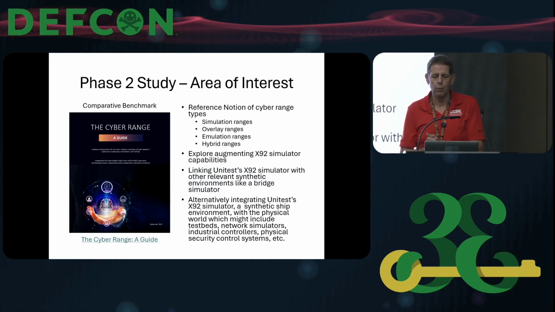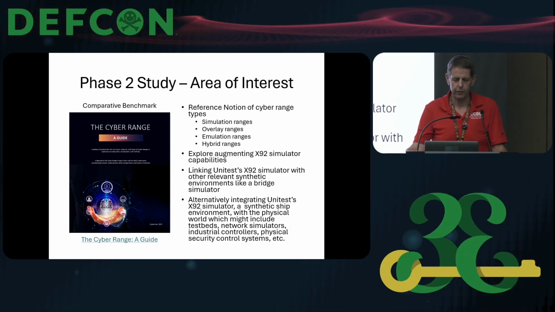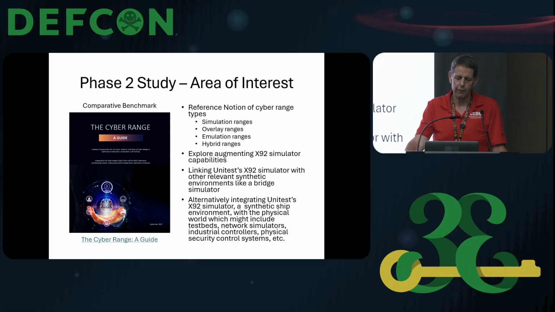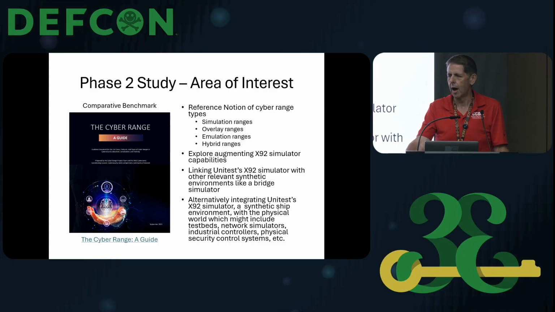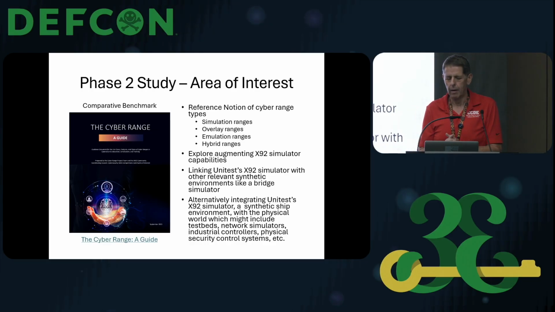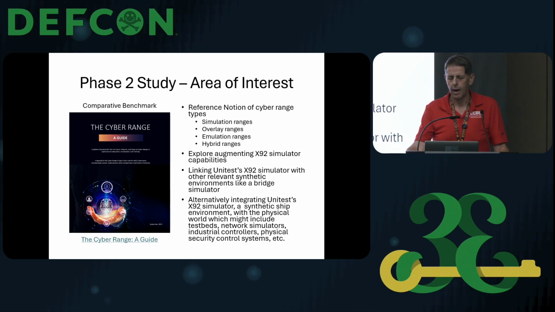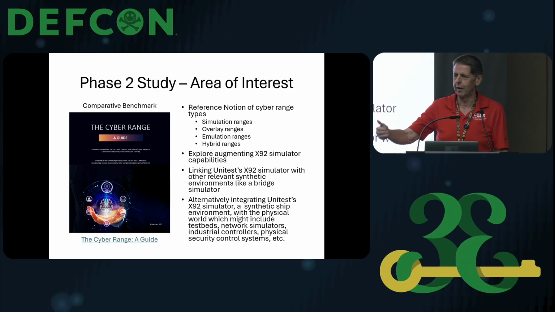So for phase 2, what am I going to look at? I came across a really good document from NIST. It's called the Cyber Range, and it references the notion of cyber range types, right? So you have simulation ranges, overlay ranges, emulation ranges, hybrid, spanning, like a synthetic world to physical reality. So as I start to take a look at the phase 1 results and what additional functionality do we start to add in, this is useful because now all of a sudden I have to learn about all the different types of simulators and where are the opportunities for developing this further.